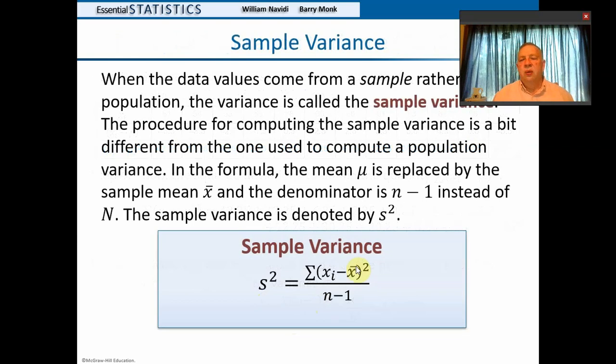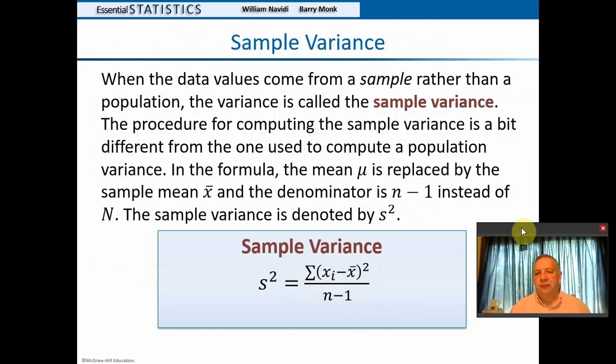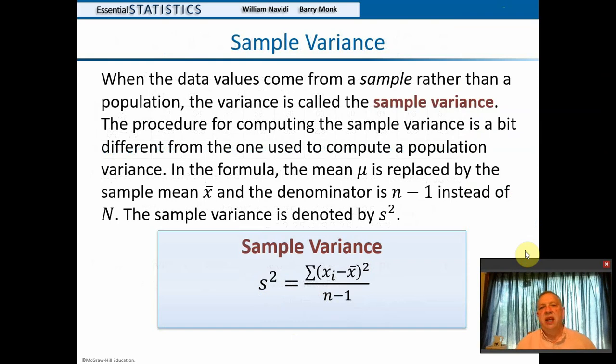So now we're going to move on to the sample variance. When the data values come from a sample rather than a population, the variance is called the sample variance. The procedure for computing the sample variance is a bit different. It's basically the same, but in the formula, the mean is replaced by the sample mean. So now this is sample data, so it's the sample mean. And instead of that Greek little sigma, we're going to use s. And this s squared is the sample variance.